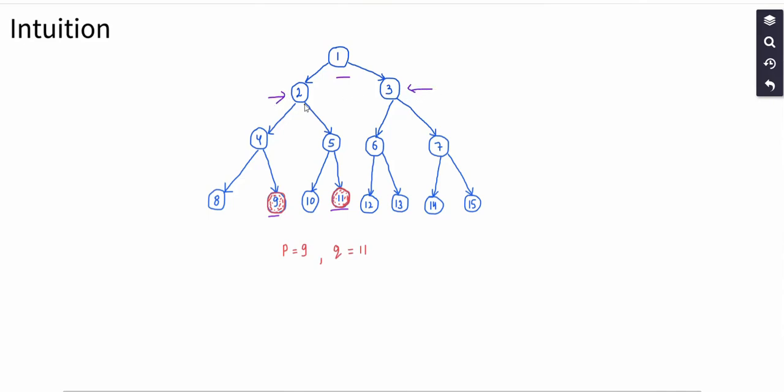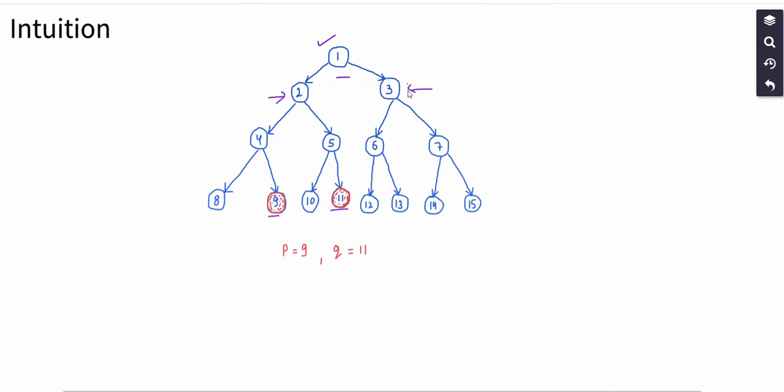Let's move to node 2 and ask the same question again, whether P and Q are descendants of node 2 or not. The answer is yes, both P and Q are descendants of node 2. So here again, now we know that this 2 is a child of the root node. Therefore, the root node is not the LCA for P and Q, because we have found a relatively lower node than the root node which has P and Q as its descendants.